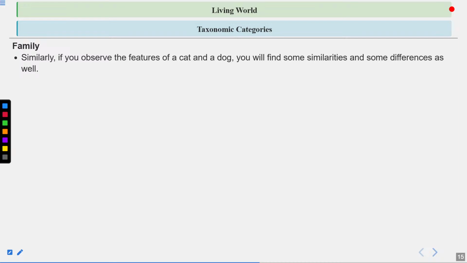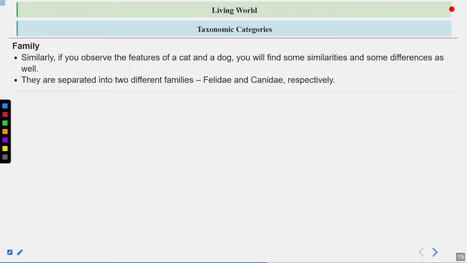Similarly, if you observe the features of a cat and a dog, you will find some similarities and some differences as well. So they are separated into two different families, Felidae and Canidae, respectively.